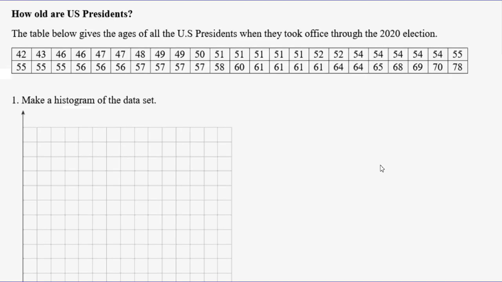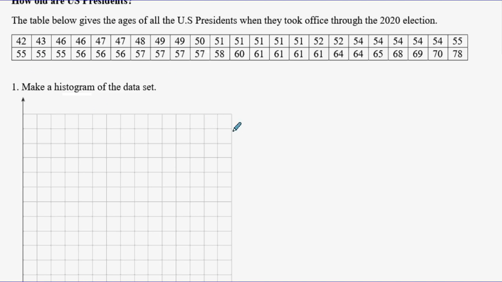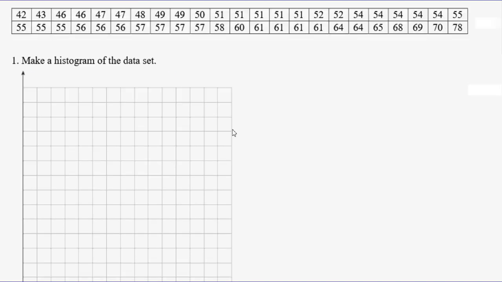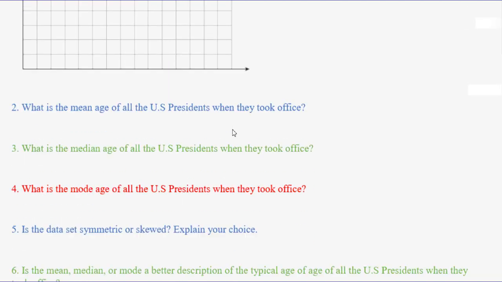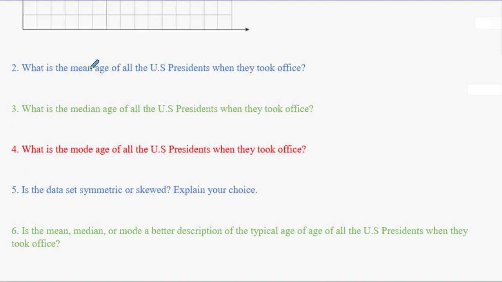What we would like to do is create a histogram for our data set. And then we also want to look at a couple of other items. We want to calculate the mean, the median, and the mode, because that will help us figure out if the data set is symmetric or skewed. We also want to pick which of the 3 would be a better description for the typical age of all the US presidents when they took office through the 2020 election.